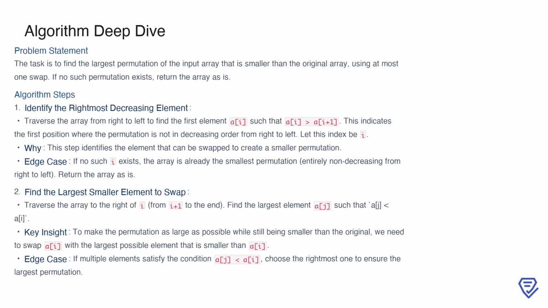To solve this, we start by identifying the rightmost decreasing element. This means traversing the array from right to left and finding the first index, i, where the element at i is greater than the element at i plus 1. This step is crucial because it pinpoints the first position where the array stops being in decreasing order from right to left. If no such index exists, it means the array is already the smallest possible permutation, and we can directly return it as is. This forms the foundation of our approach, ensuring we identify the right spot to make a swap that decreases the value of the array overall.